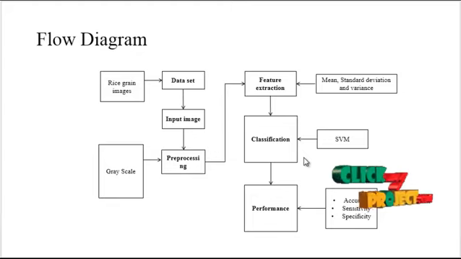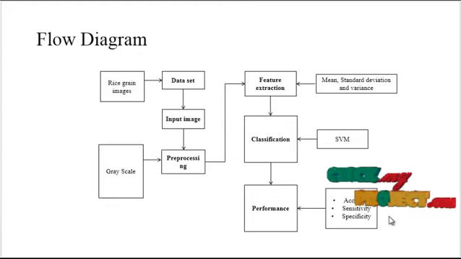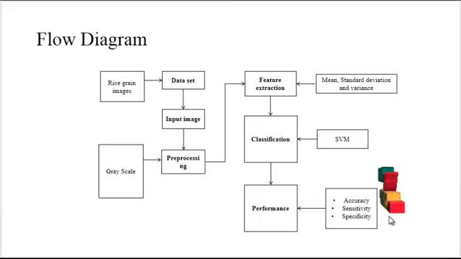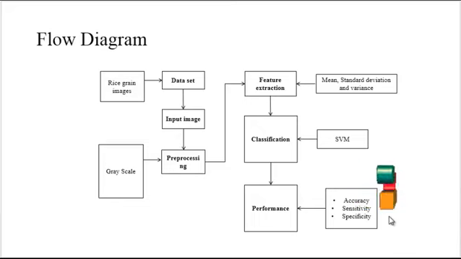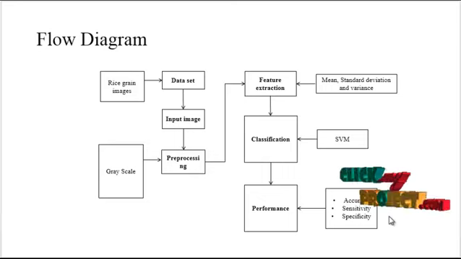Then finally the performance estimation. In this performance estimation we have to analyze the performance of the classifier by means of three kinds of performance estimations: accuracy, sensitivity and specificity. The level of accuracy in terms of percentage will justify whether our process is efficient or not.